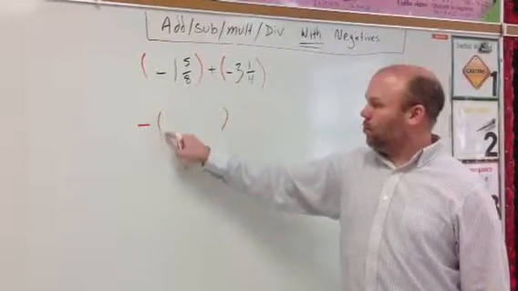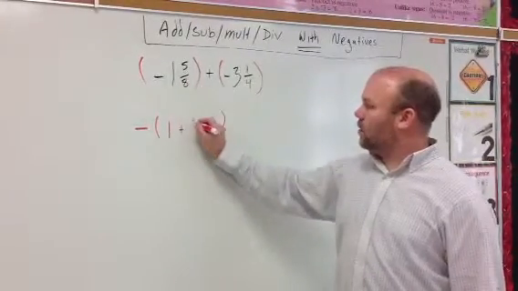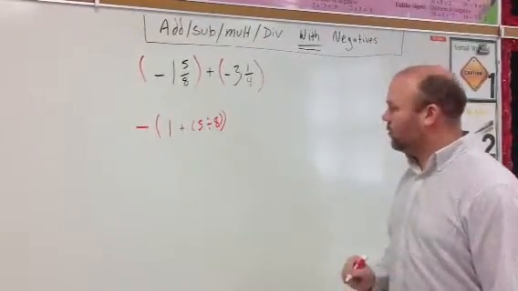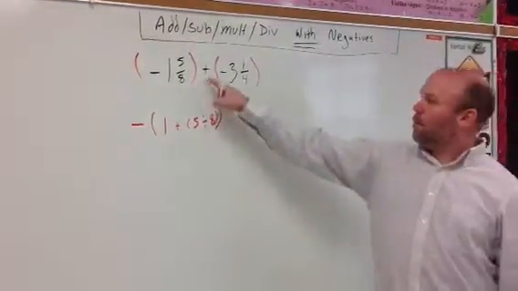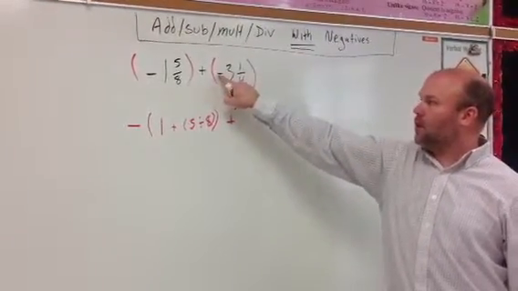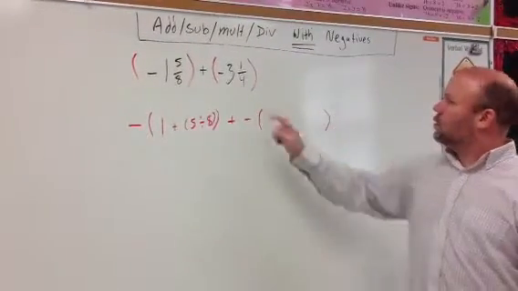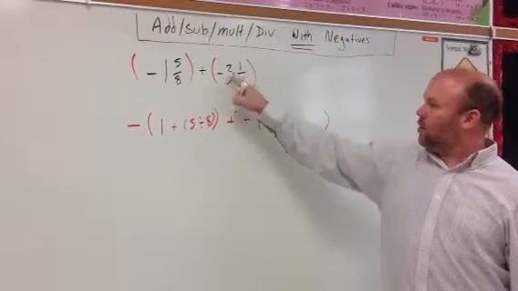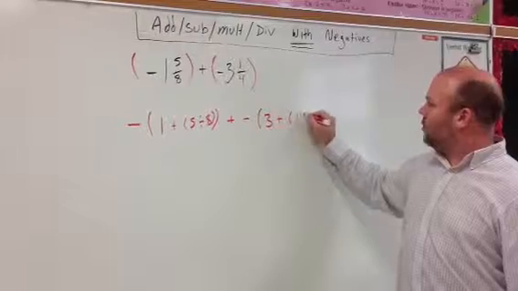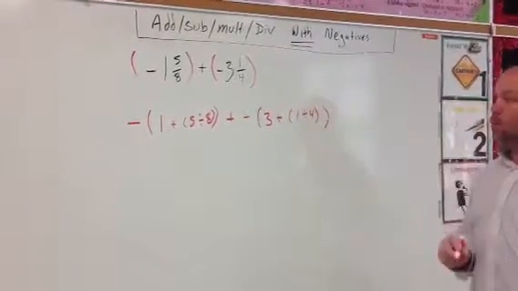So we're going to do negative, parenthesis, 1 plus, put 5/8 into another parenthesis, 5 divided by 8. Okay. And then we're going to plus. Is this one negative? Yes, it is. So we're going to put the negative again on the outside, negative, parenthesis. So negative, parenthesis, 3 plus 1 divided by 4 inside parentheses, like so. And then we're going to go ahead and push enter.